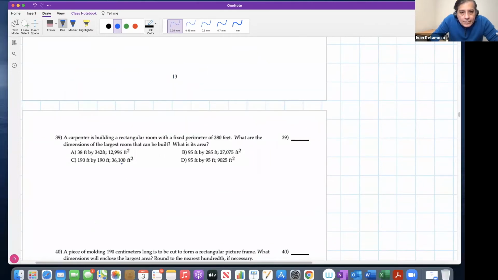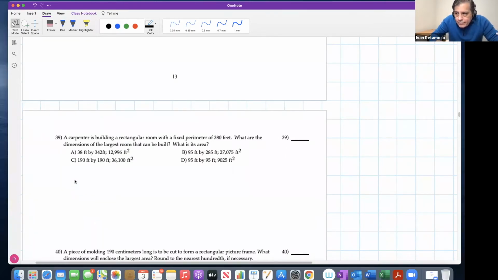A carpenter is building a rectangular room with a fixed perimeter of 380 feet. What are the dimensions of the largest room that can be built? What is the area?